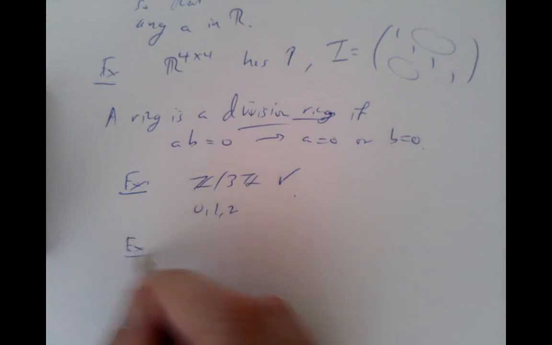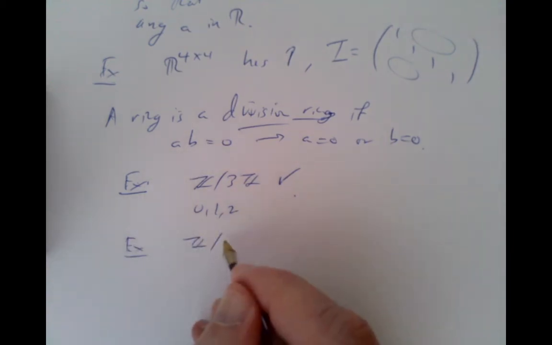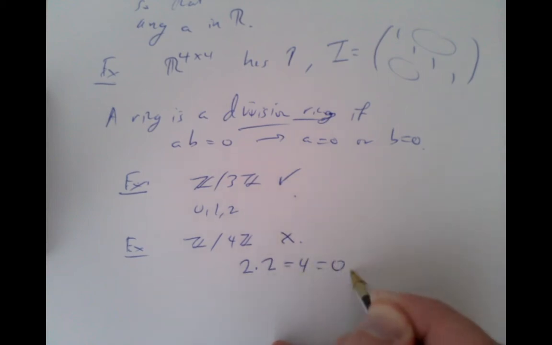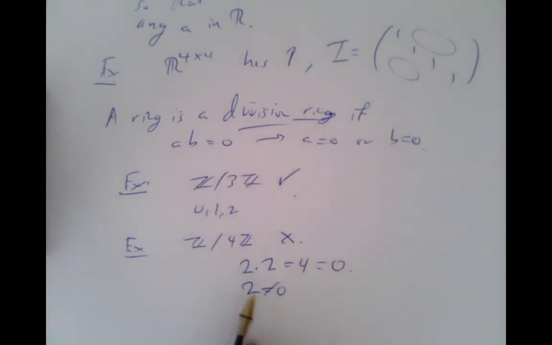As another example, if you look at Z mod, say, 4Z, it's not a division ring, because in Z mod 4Z, 2 times 2 is 4, which is 0. So two elements that are not 0, 2 is not 0, but 2 times 2 is 0. So that's not a division ring.